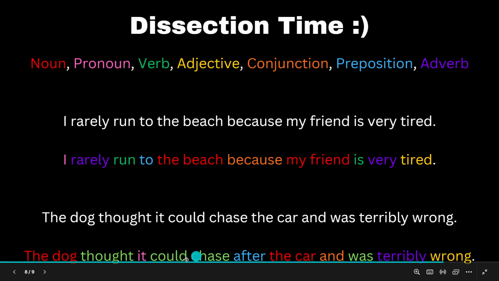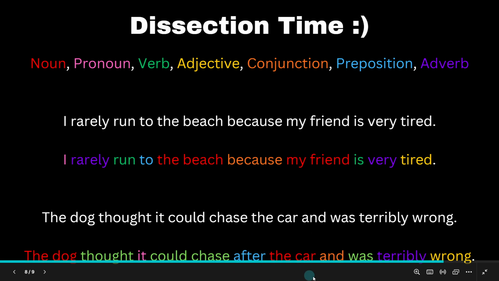Could chase is a verb. So chase is obviously a verb because it's a doing word. Could is kind of an interesting verb. The verb is can basically. So I can, he can, we could would be in the past tense. We will be able to is in the future tense. It kind of changes a little bit weirdly. But yeah, could is a verb.